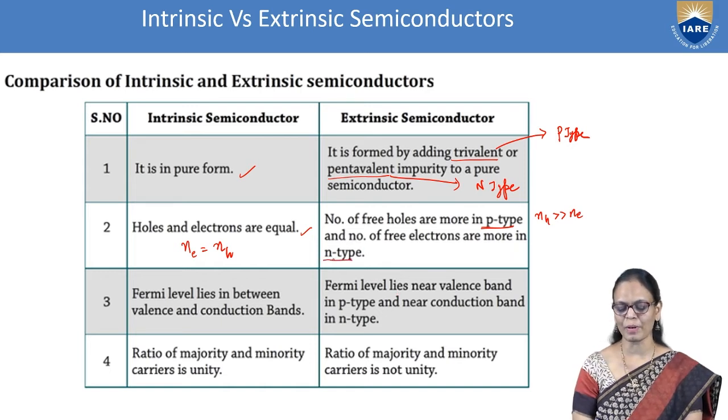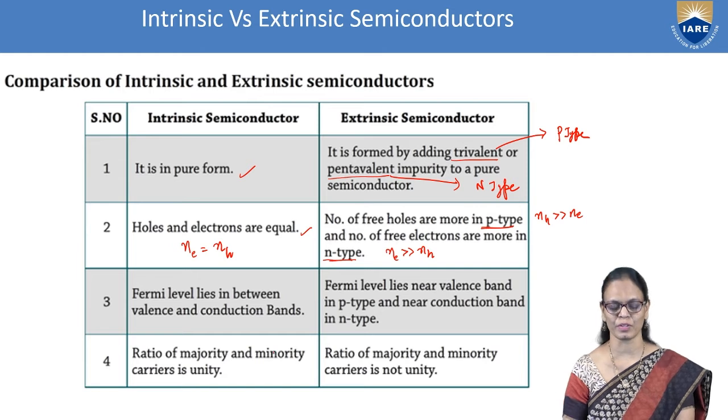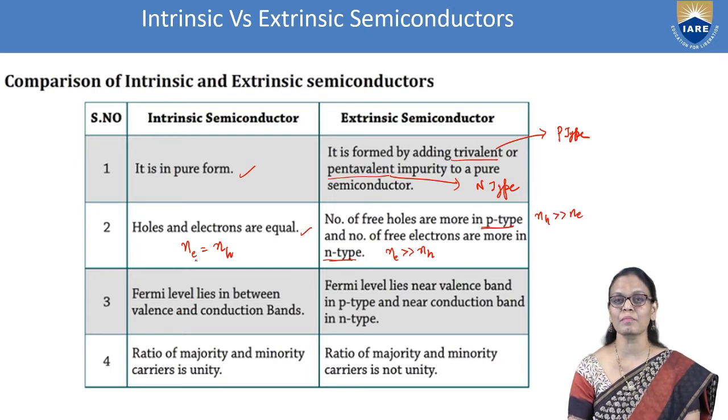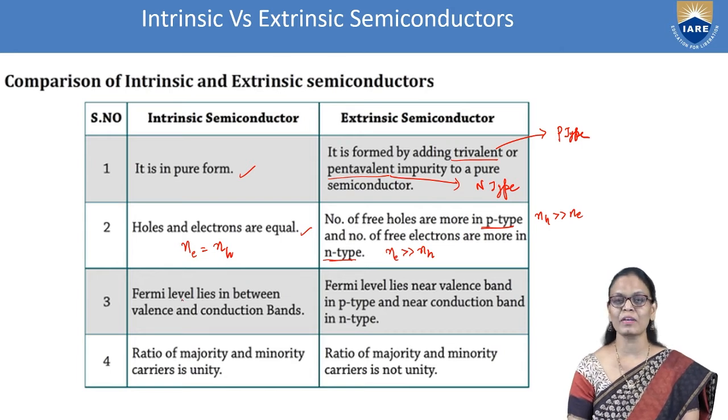And if we are talking about N type, Ne is greater than NH. All these differences we need to understand for doing the derivation. Then here, the Fermi level lies in between the valence band and conduction band. The Fermi level here represents the highest occupied energy level, and since the number of electrons is equal to the number of holes, the Fermi level always lies in between the valence band and the conduction band.